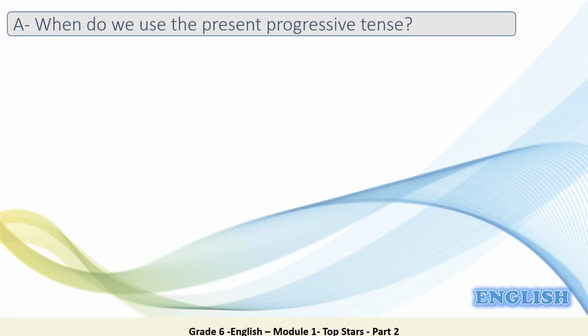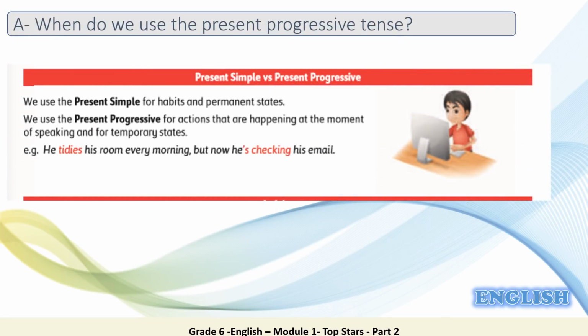Now let's discuss together the difference between the present simple and the present progressive. We use the present simple for habits and for permanent states. For example, things that are repeated or for facts. But we use the present progressive for actions that are happening at the moment of speaking and for temporary states. For example, he tidies his room every morning. This is repeated, but now he is checking his email. This is happening at the moment of speaking.